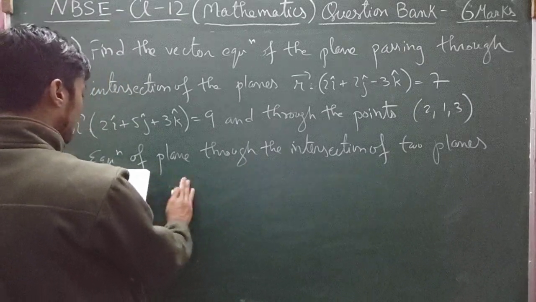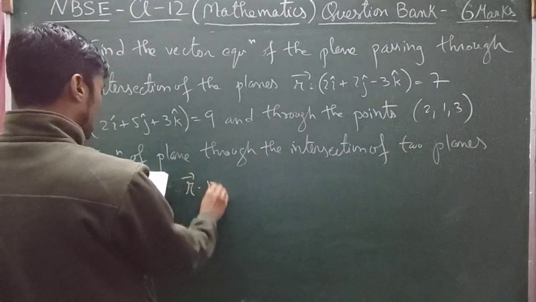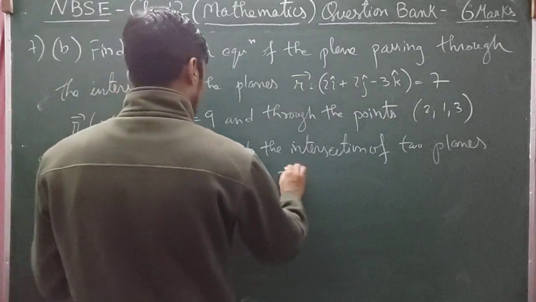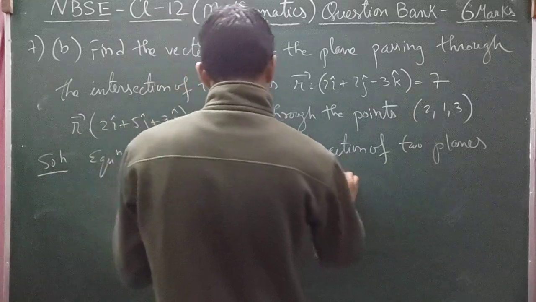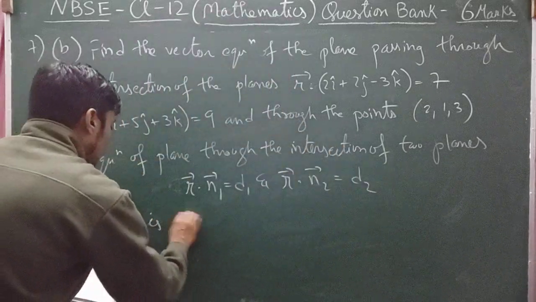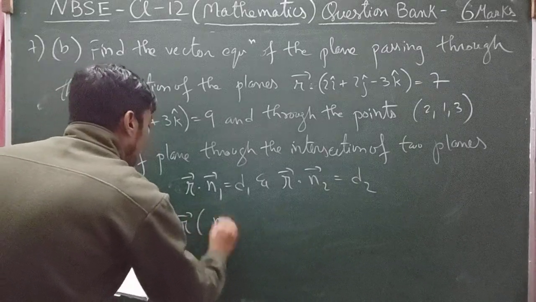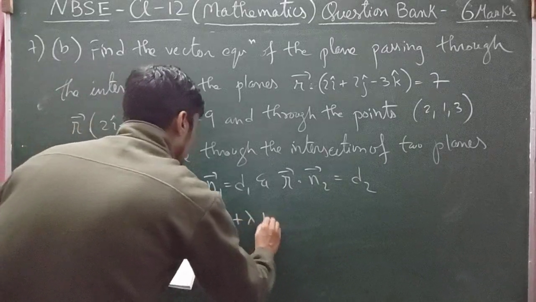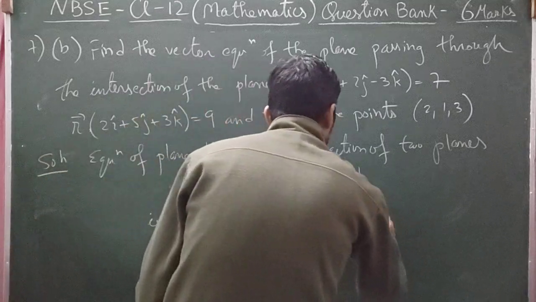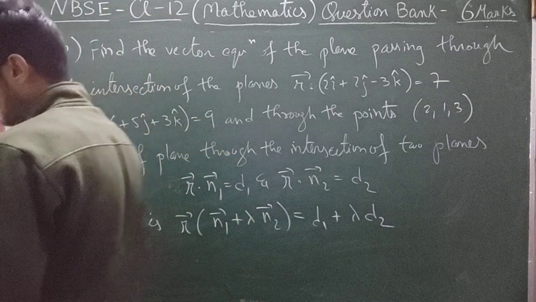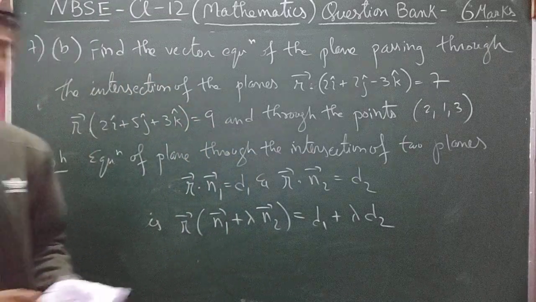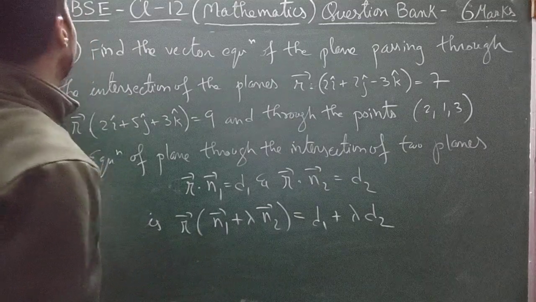That is, r vector dot n1 vector equal to d1 and r dot n2 vector, normal vectors, equal to d2 is given by vector r dot n1 plus lambda n2 is equal to d1 plus lambda d2. So that's what the textbook gives you. So I'll also give you that only, especially during the exam time, so I don't confuse you at all.